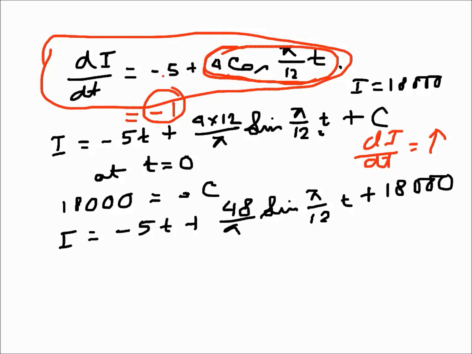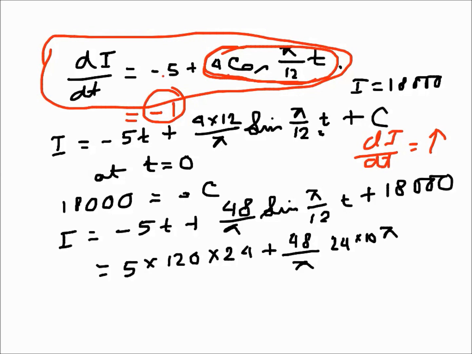Now finally we have to find what is the ice after 120 days. We can say that 120 days is 120 times 24 hours, since t is in hours. So we can just plug in those info. 5 into 120 into 24 plus this one 48 pi, this one 120 times 24 will give me 24 times 10 times pi, and this one is 18,000.